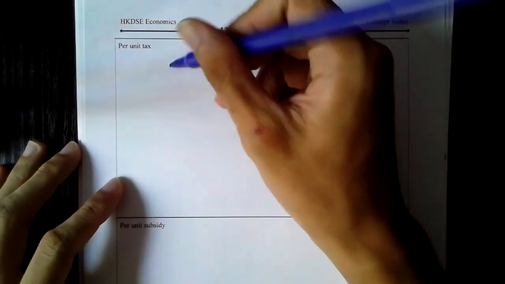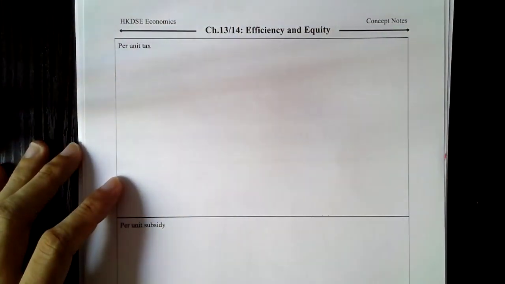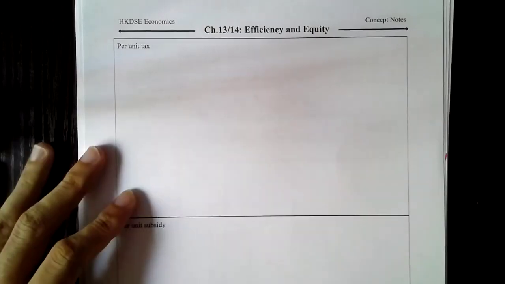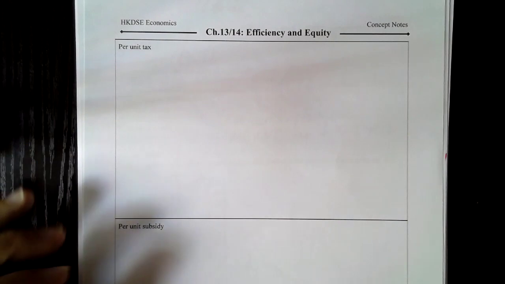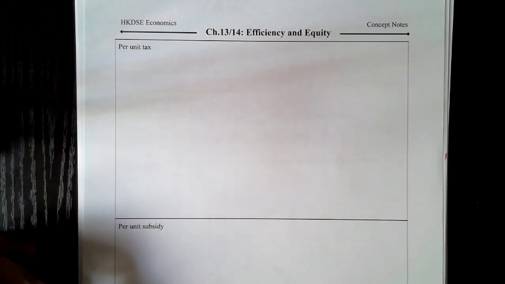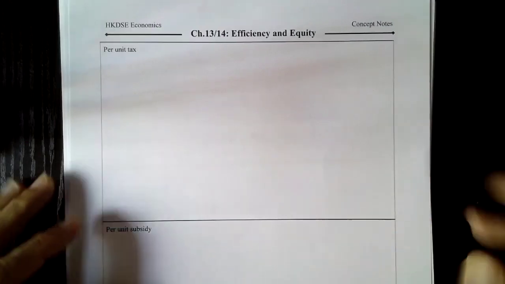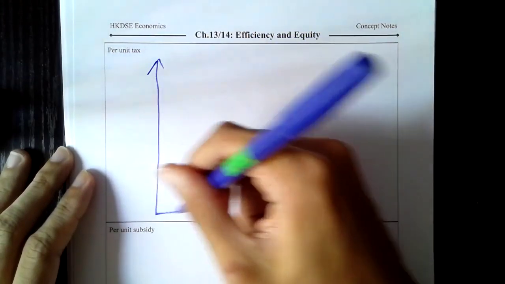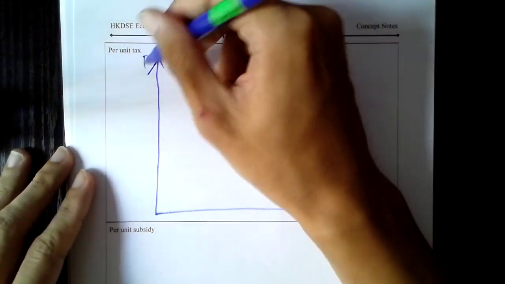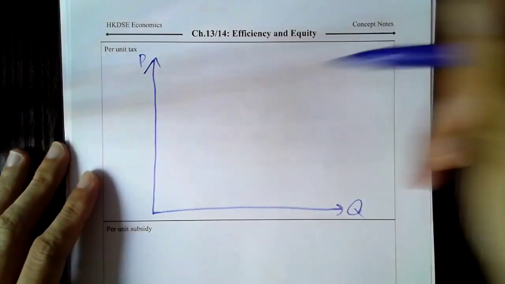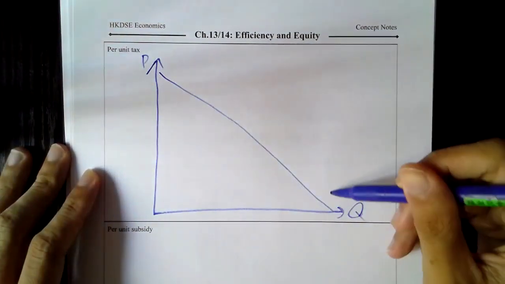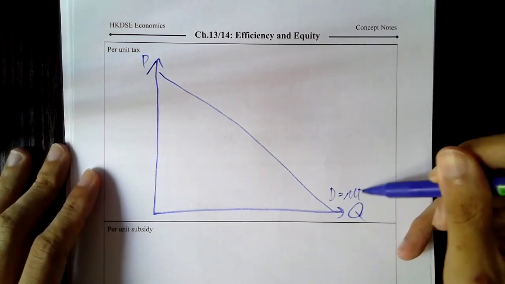Now, per unit tax. There are two ways to explain why per unit tax will lead to inefficiency, right? Now, let's do a simple way, and then at the end of the video, let's try a difficult way. Okay, hold on. Now, the simple way is this one. Now, obviously, we have to start with our normal demand and supply, right? Obviously, right? Now, here, of course, we have our demand equals to MB.